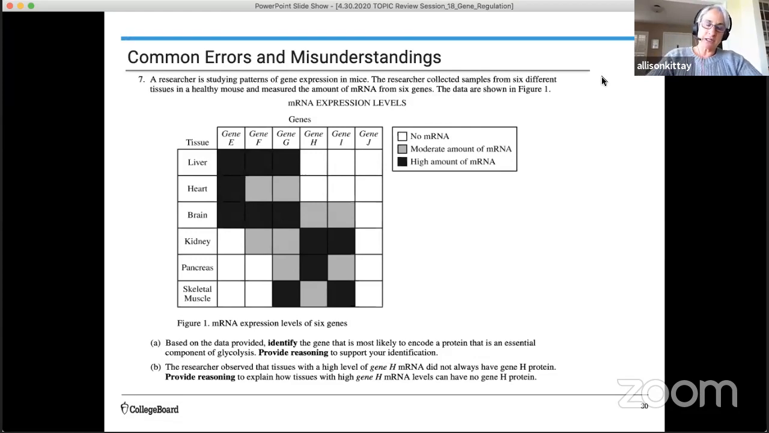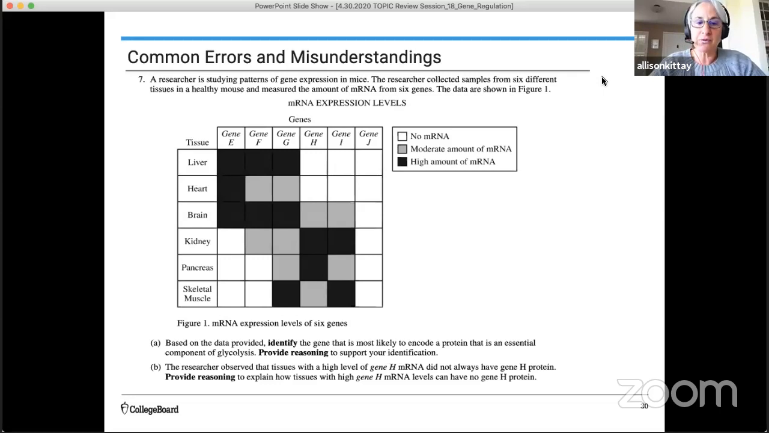So you need to look at this data. And then in part A, you are asked to identify the gene that is most likely to encode a protein that is an essential component of glycolysis, and then provide reasoning to support why you selected that gene. And then in part B, the researcher observed that tissues with a high level of gene H mRNA did not always have a gene H protein. Provide reasoning to explain how tissues with a high gene H mRNA level can have no gene H protein.